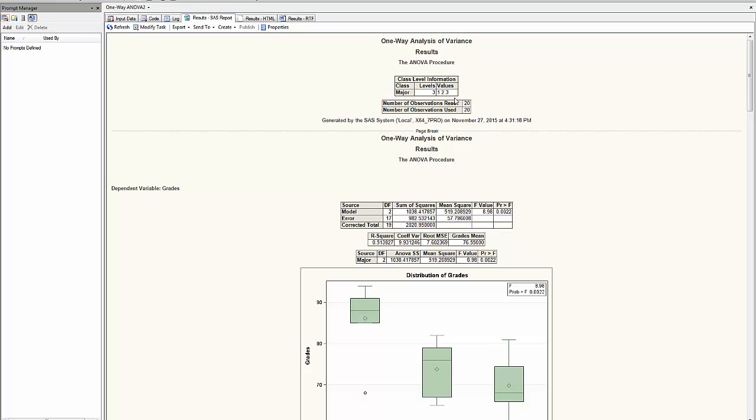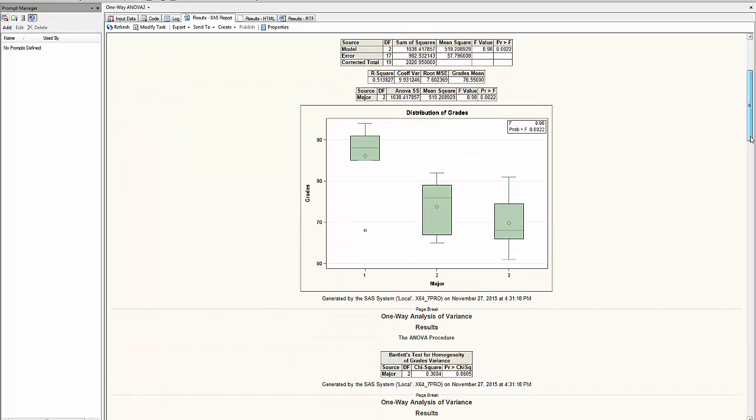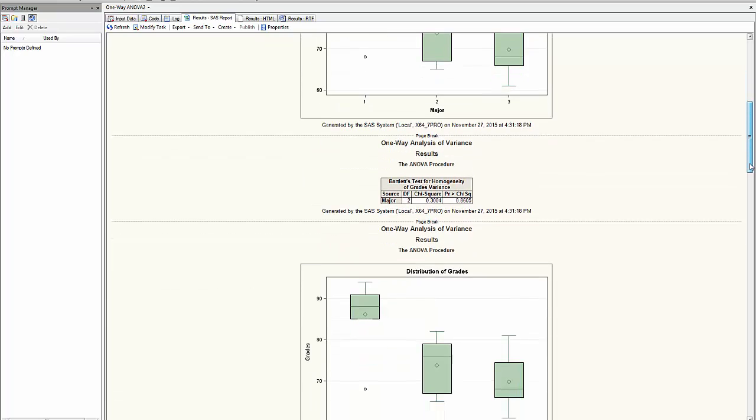The first part of the printout gives me information about the number of categories that I have. The ANOVA table that we have here, by its p-value of 0.0022, tells me that there is a significant difference between the averages in those 3 groups. The box plot for each category is presented in here.